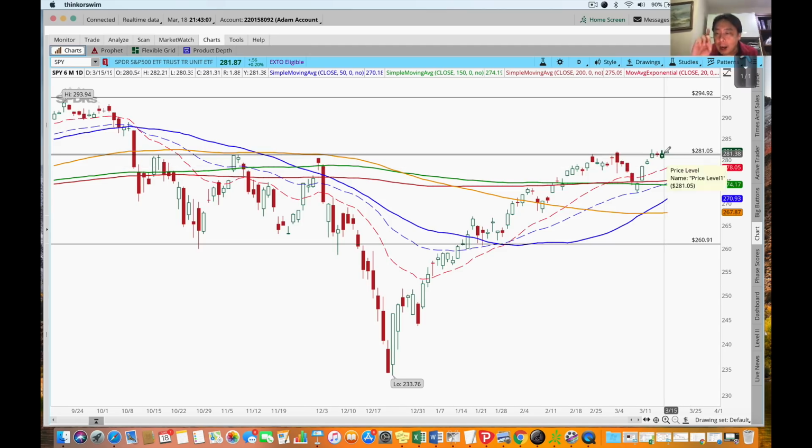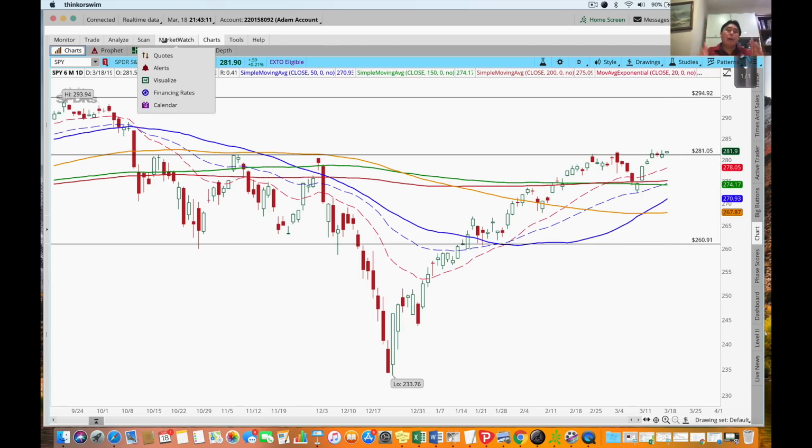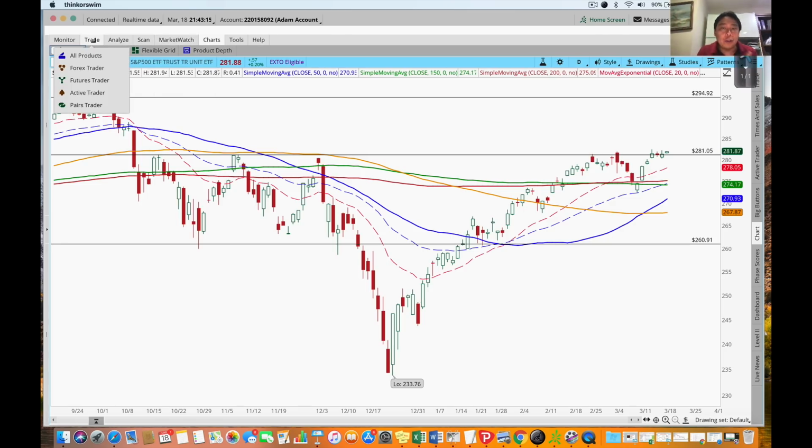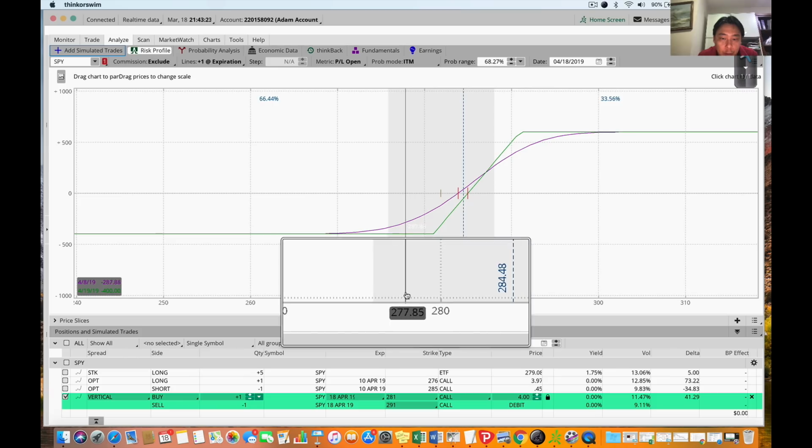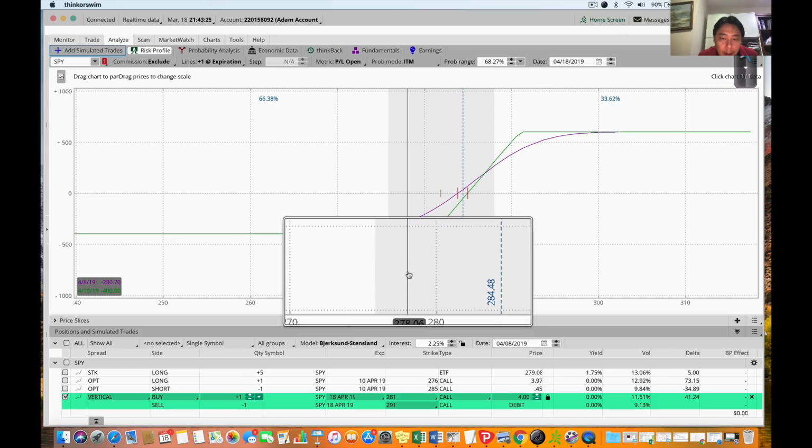But I'm targeting that it's going to go to 291. So you've got to always have a place you're going to cut loss, a place you're going to reach, and see what your risk to return looks like. So if it drops to 278, I'm going to move my cursor to 278, right? How much do I lose?